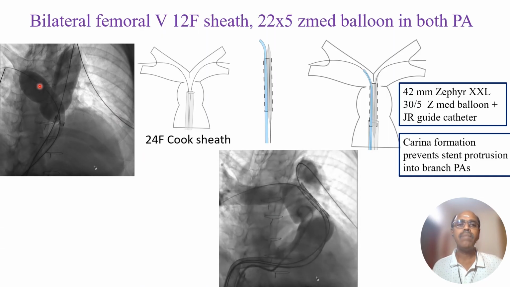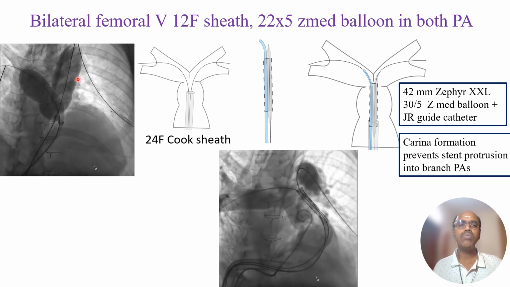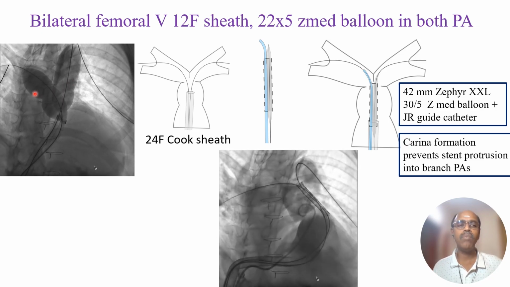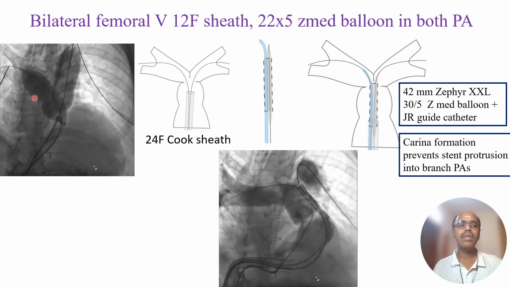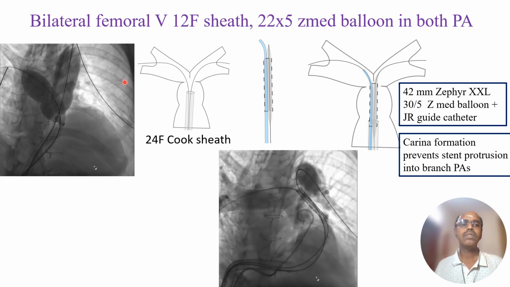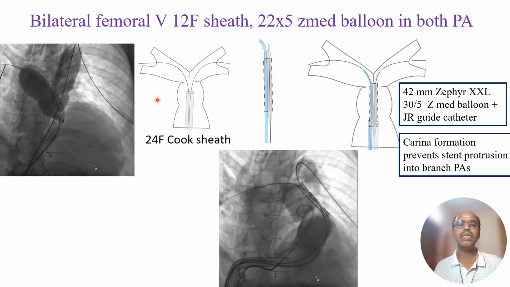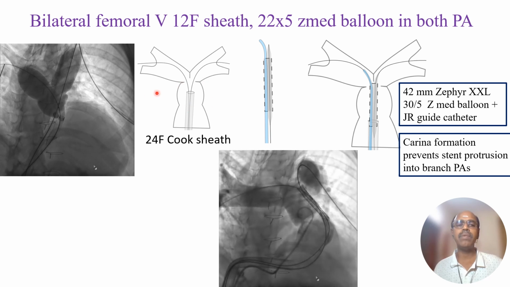So initial balloon dilatation is done by two femoral sheaths, two 12-French sheaths, two 22 millimeter balloons simultaneously inflated, and both the pulmonary arteries are stretched at the same time. This results in the branch pulmonary artery origin gradient being eliminated. And now there is only a narrowing at the distal main pulmonary artery. And so we need to have a stent only in the distal main pulmonary artery.